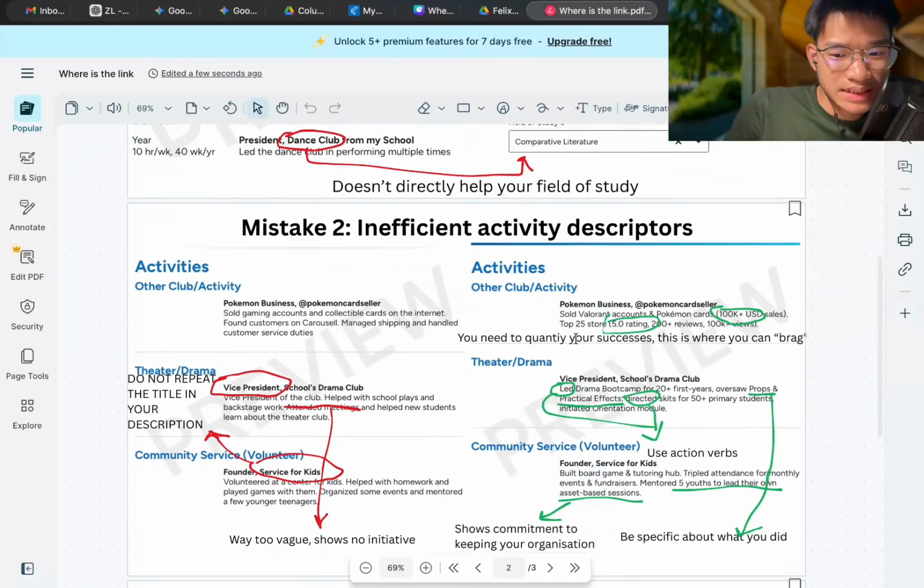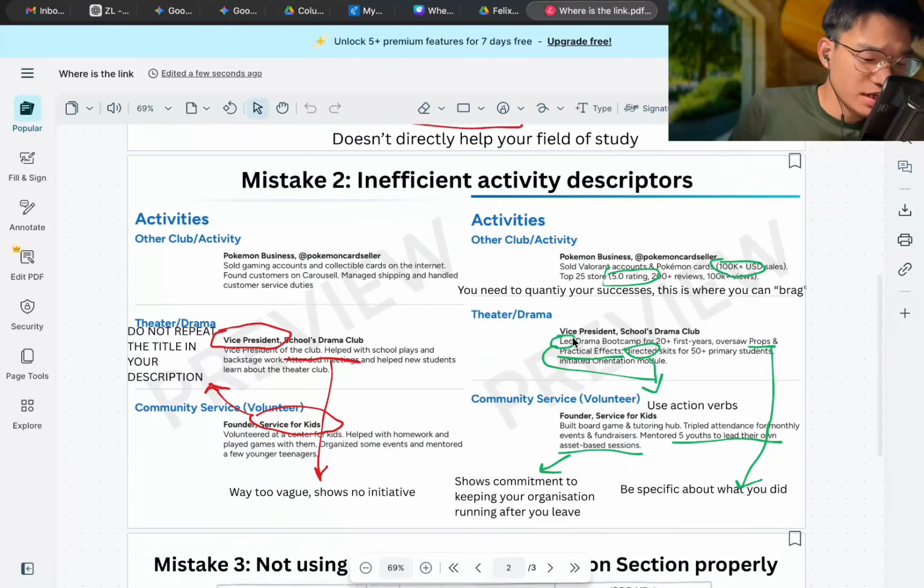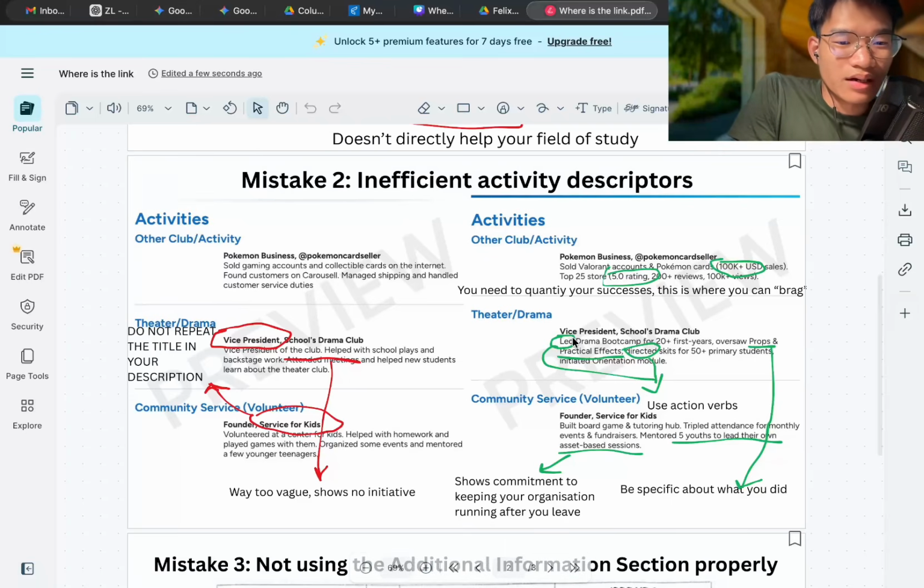Okay, the next mistake is inefficient activity descriptors. I used myself as an example, with the NPC version on the left side and something that's good on the right side. But you don't have to follow me.